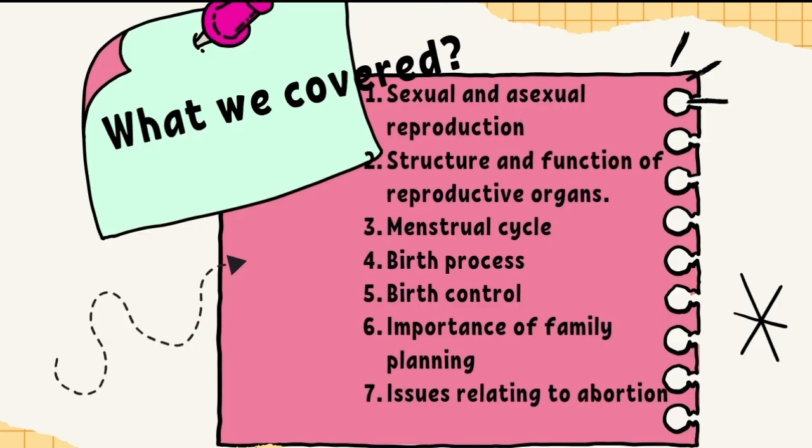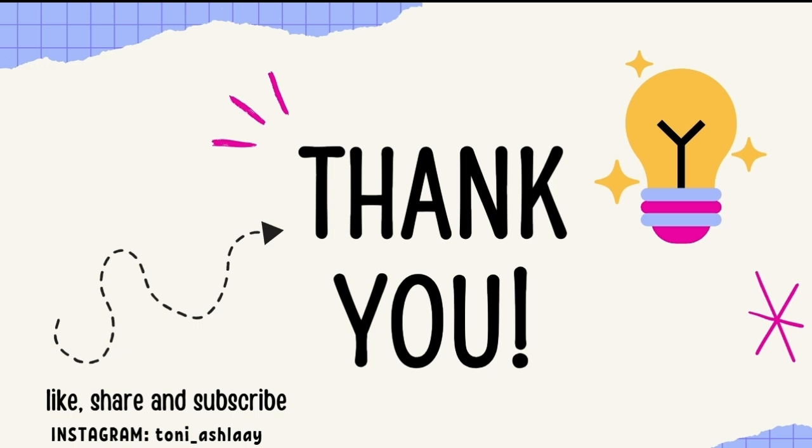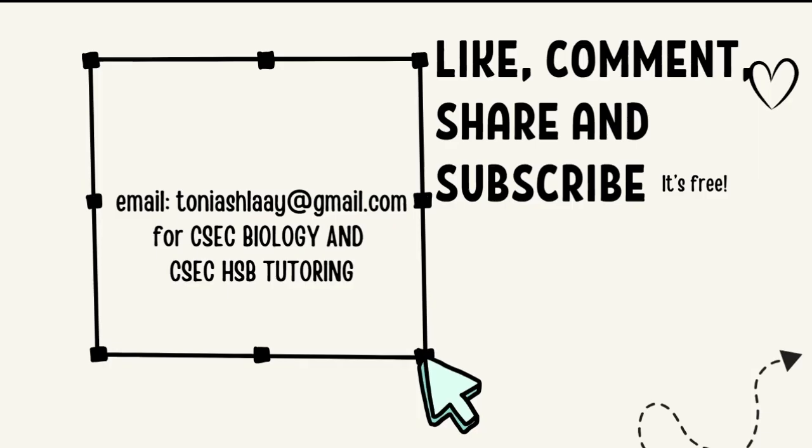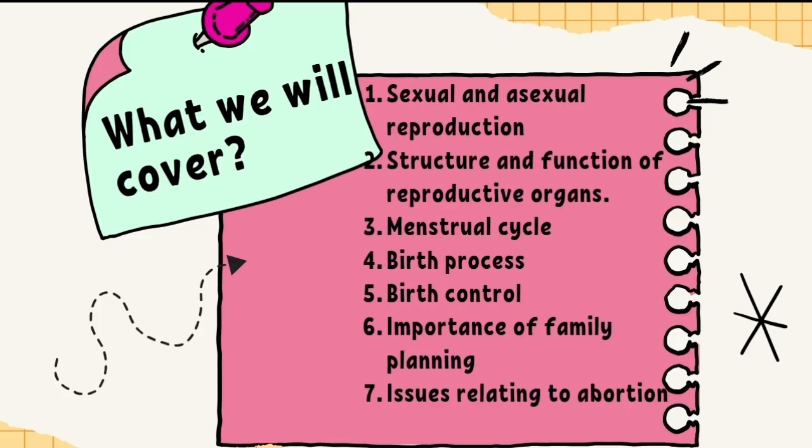So basically what we went through was sexual and asexual reproduction, the structure and function of the reproductive organs, the menstrual cycle, the birth process, birth control, the importance of family planning, and the issues relating to abortion, right? So this would be the end of the reproductive system topic. But yeah, take everything with a grain of salt, right? These are the main areas that fall under the reproductive system.